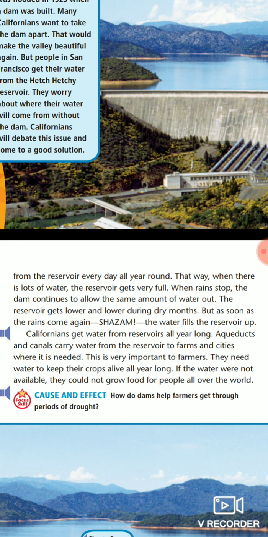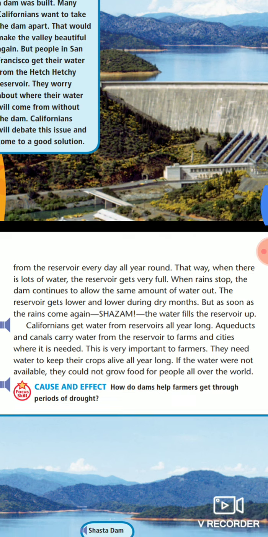Aqueducts and canals carry water from the reservoir to the farms and cities where it is needed. This is very important to farmers. They need water to keep their crops alive all year long. If the water were not available, they could not grow food for people all over the world.